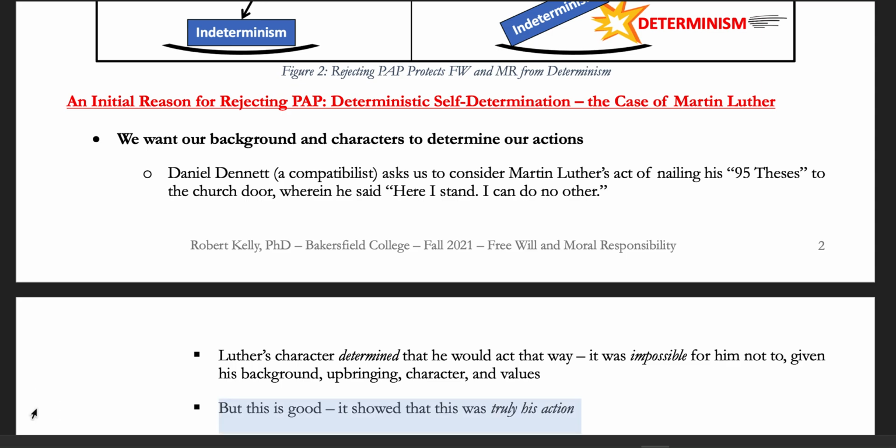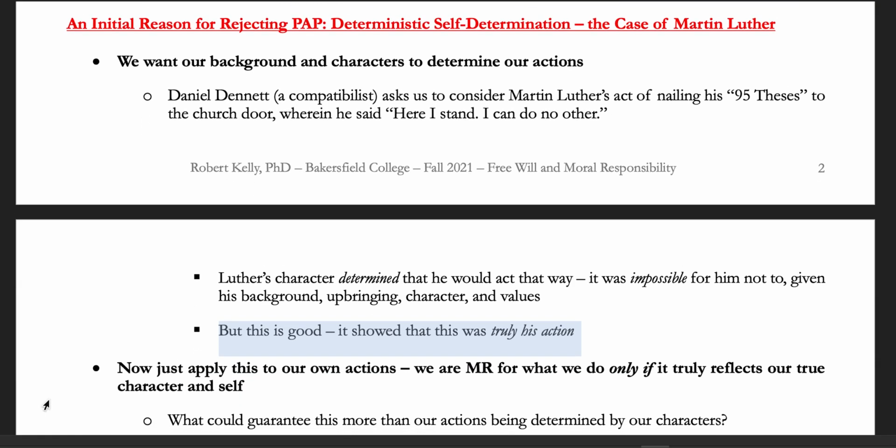But Dennett says, that seems good. Doesn't that show that it was really him who was acting? That's kind of this initial motivation. Don't we want our background, our upbringing, our character, our values, all these things about us, who we are and how we are, to determine our actions and not make it so that we could totally act differently? That's going to show us that the action's truly ours.